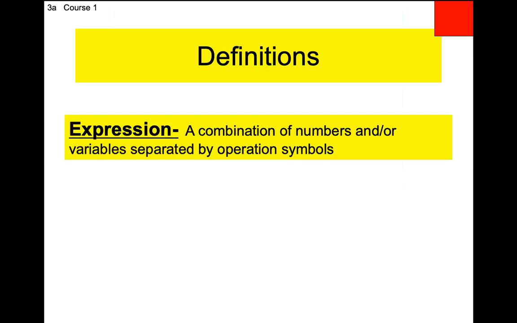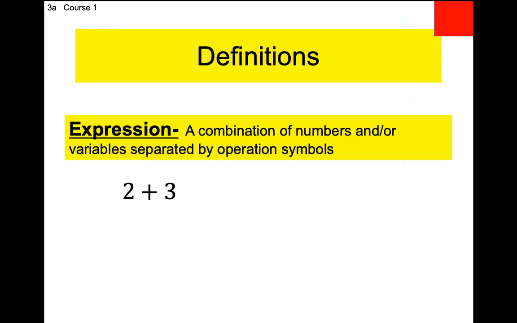It's a combination of numbers and variables separated by an operation symbol. So you're going to have a number or numbers and a variable, separated by one of those 4 operation symbols: add, subtract, multiply, divide. Or not, it could be just numbers, separated by operation symbols. Example: number, operation symbol, number. That's an expression. Guess what it doesn't have? An equal sign.